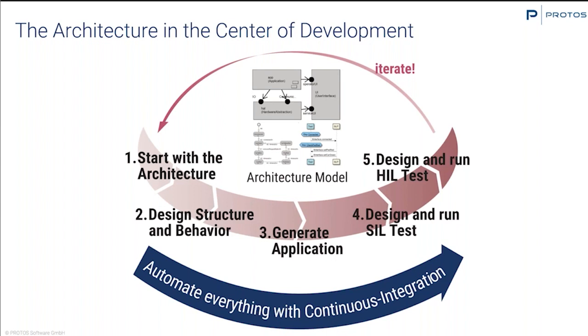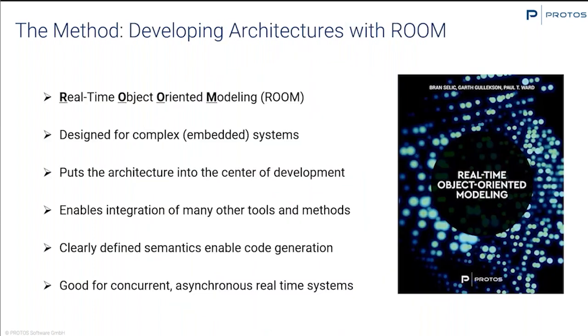And in the end, you want to automate everything with continuous integration. So building and delivering your software, testing your software on all the levels, SIL level, software in the loop level, hardware in the loop level, component level, whatever it is, you can automate it with this method very well. So the method is called real-time object-oriented modeling. We made a new edition of this book. Thanks to the authors and the Wiley publisher, we could republish this book anew. It's available online, of course, and at Amazon and so on.